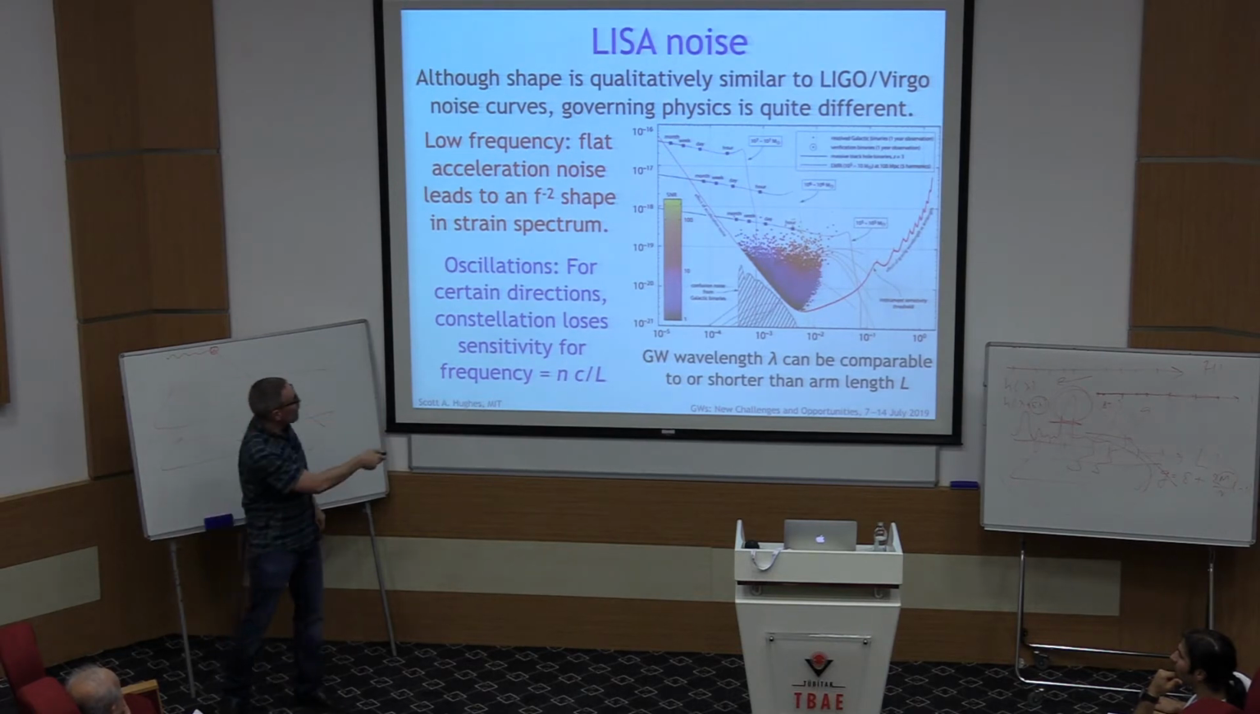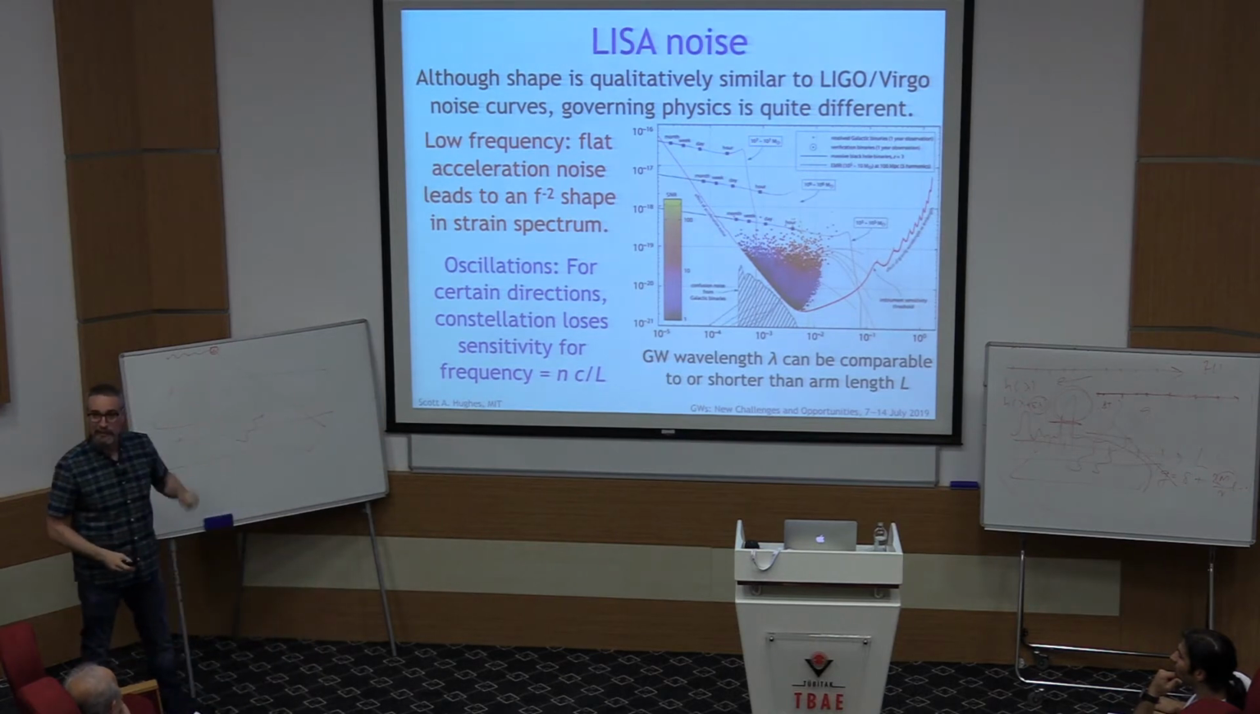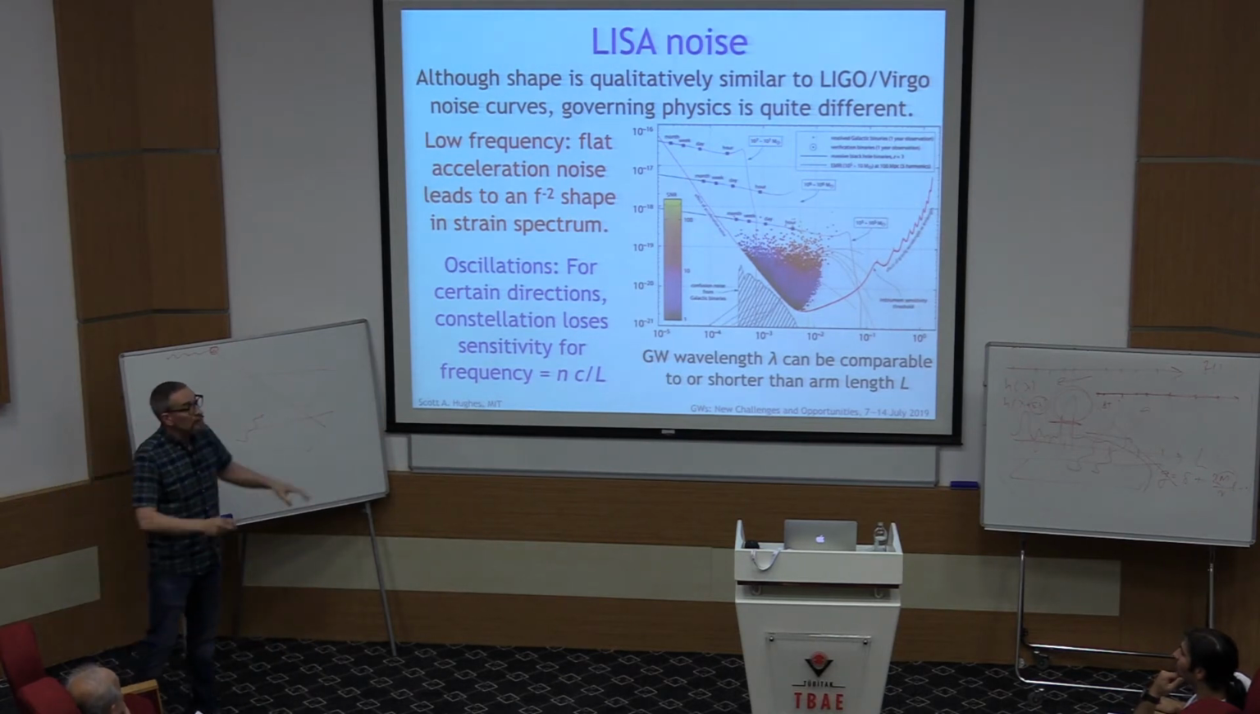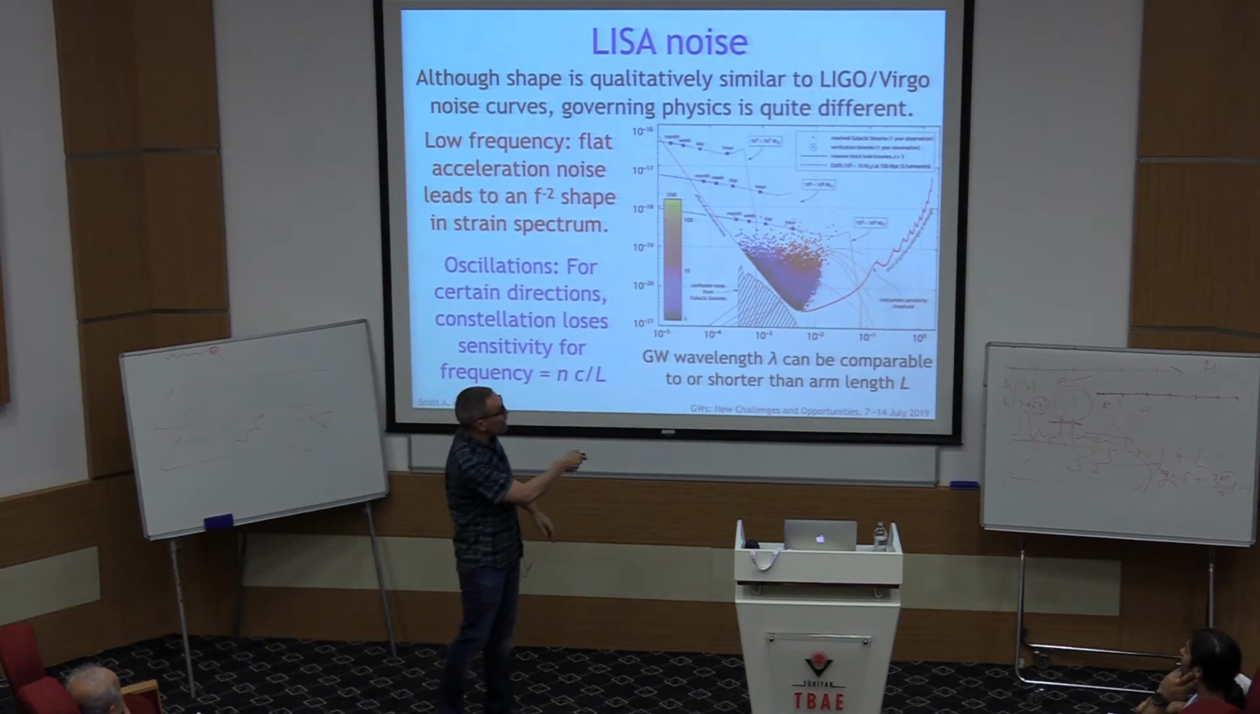Okay? So when you are in this case, for the directions where it lines up perfectly with the detector, you lose sensitivity. Now when you average over all sky directions, you wash that effect out a little bit, but you're left with these residual oscillations.